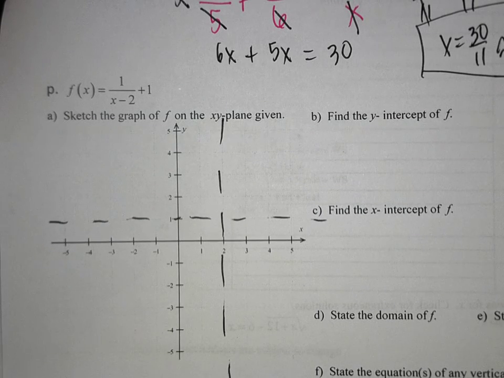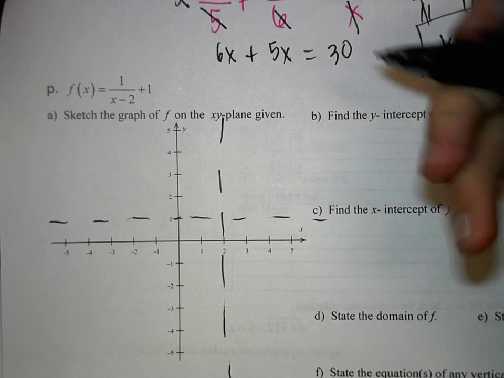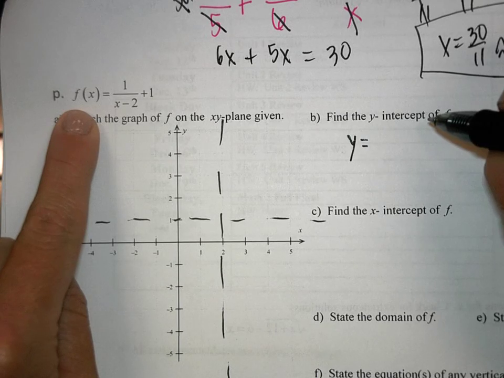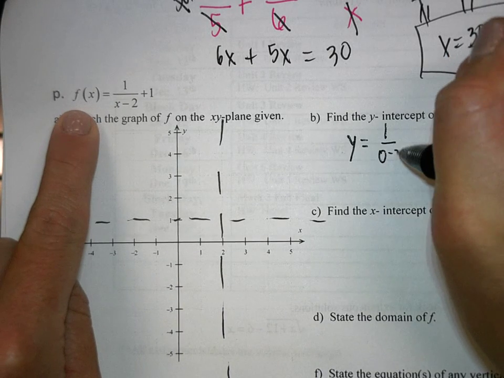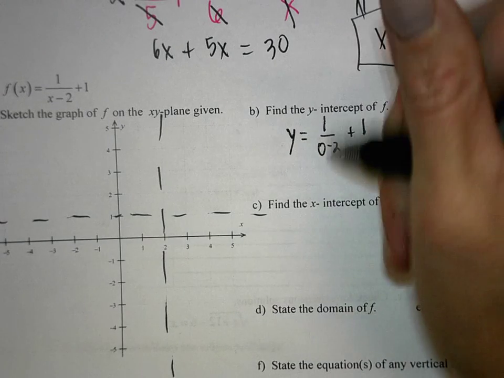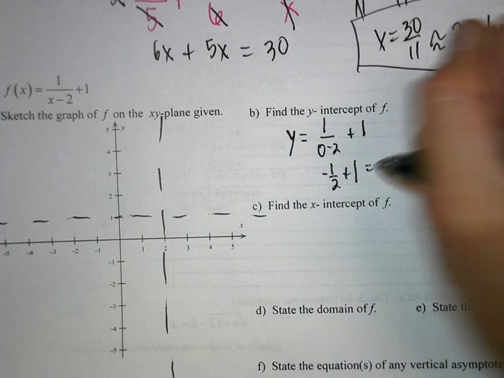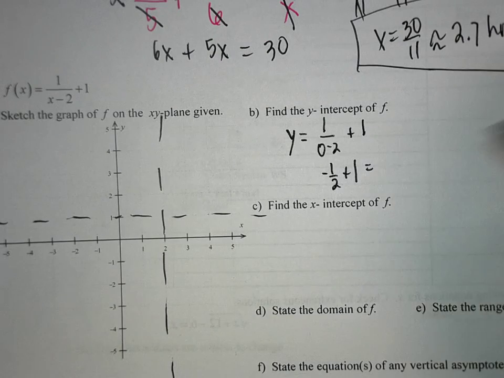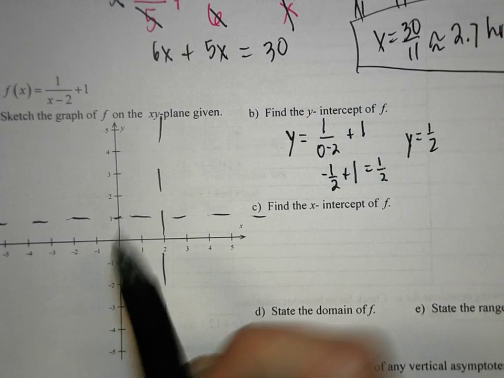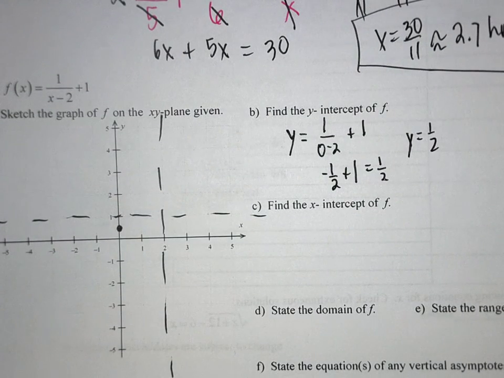How can I find my y-intercept? Plug in 0 for x and solve for y. So y equals 1 over 0 minus 2 plus 1. 0 minus 2 is negative 2. So that means here I have negative 1/2 plus 1, which is what? 1/2. Okay, so my y-intercept is y equals 1/2. So on the y-axis, there's a point there at 1/2. Everybody okay with that so far?